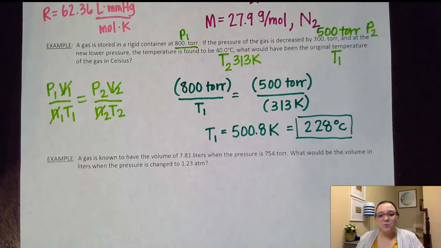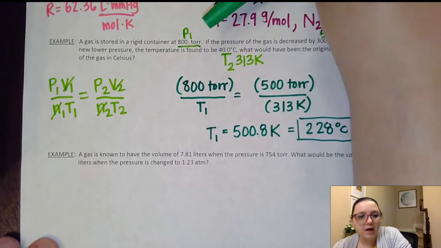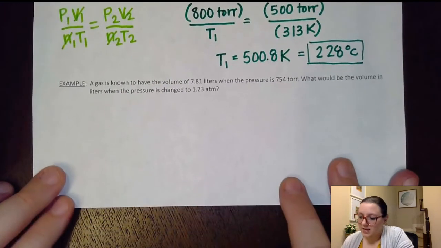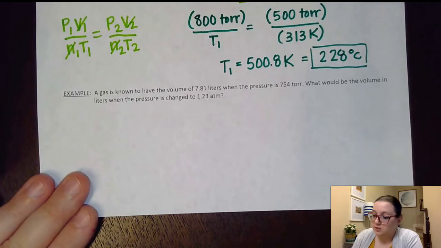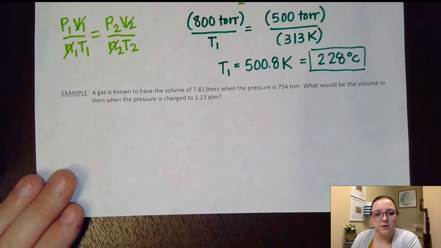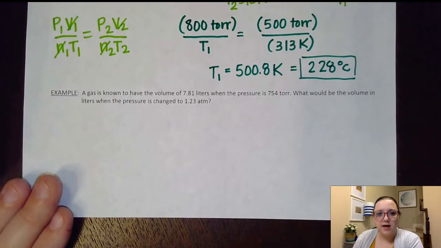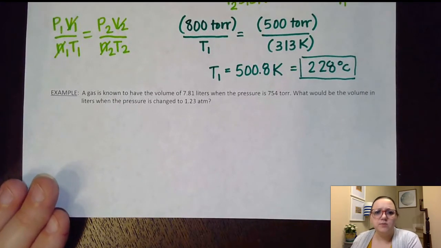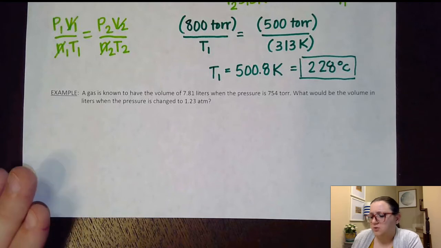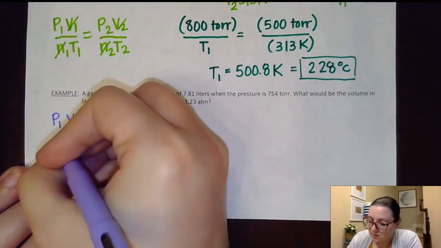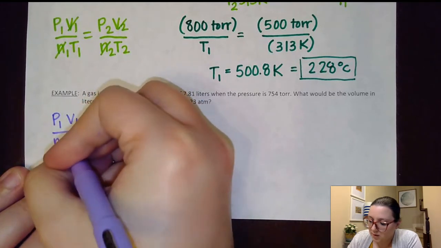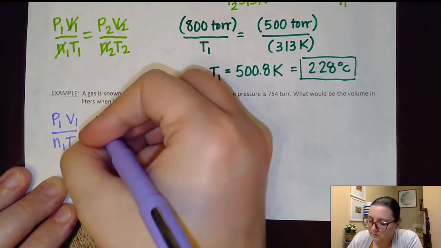Okay, let's do one more together here. On this last one here, it says a gas is known to have a volume of 7.81 liters when the pressure is 754 torr. What would be the volume in liters when the pressure is changed to 1.23 atmospheres? Now, I notice again that I have 2 times that volume's mentioned. I have 2 times that pressure's mentioned, so I'm probably going to be doing another variant of our combined gas law.